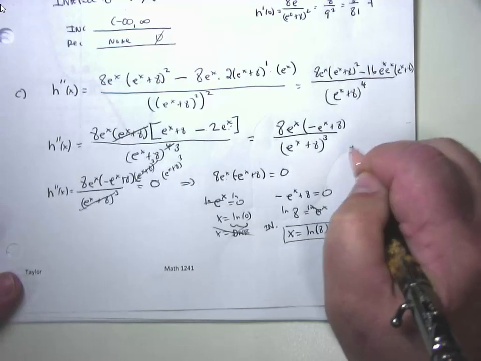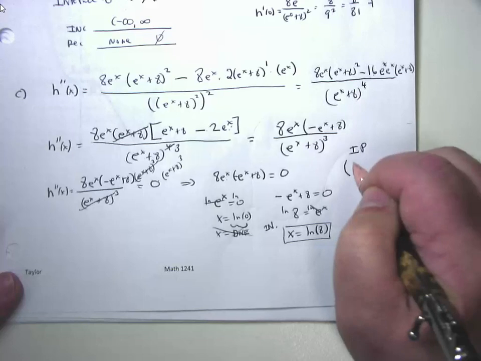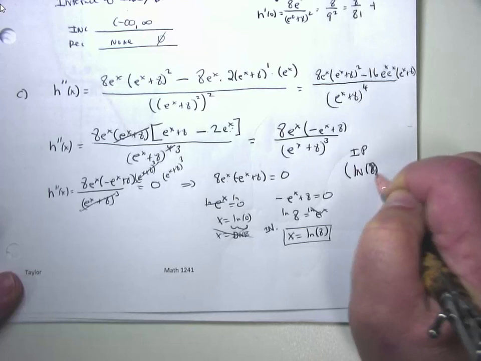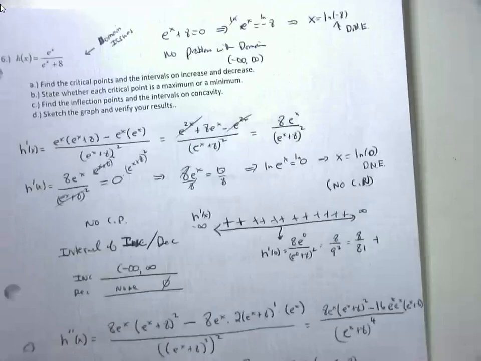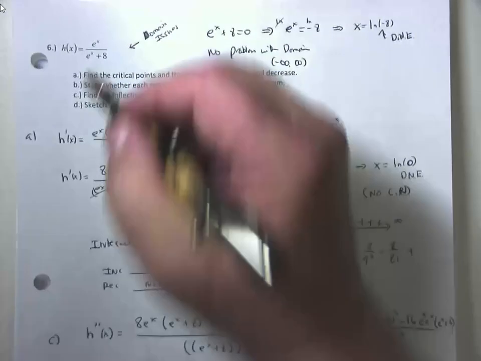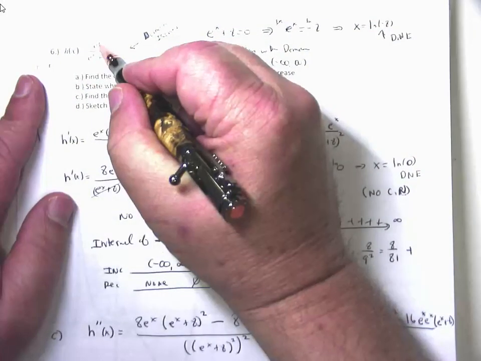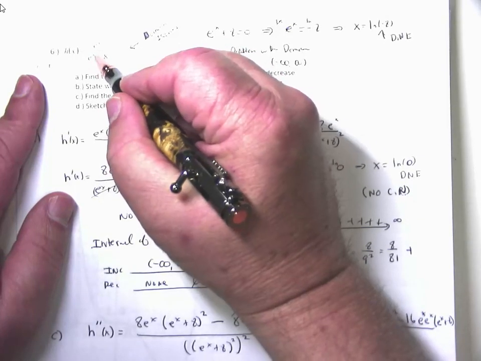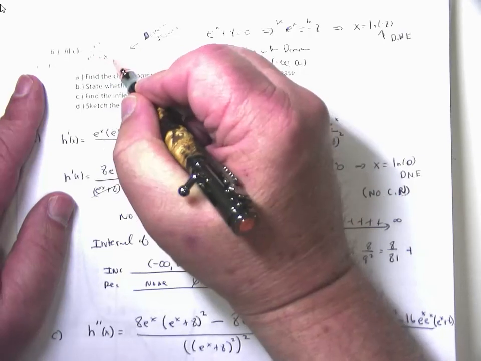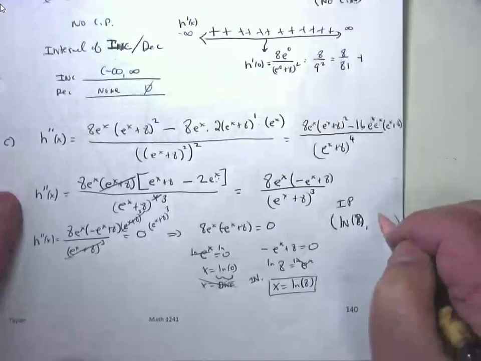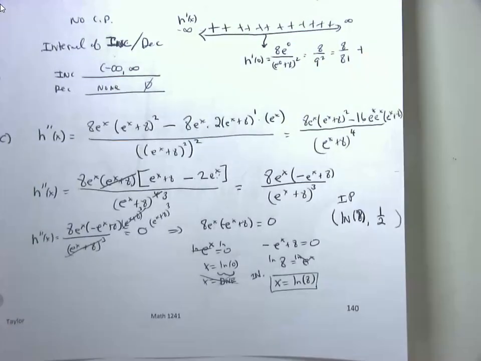So to get the inflection point, x is the natural log of 8. I'm going to plug it back into the original function. Now let's see if we can do some math in our head. E to the natural log of 8. E and natural logs do what to each other? They undo each other, so e to the natural log of 8 is 8. 8 plus 8 is 16. It's 8 over 16. What's 8 divided by 16? Yeah, it's a nice number. It's 1/2. You get natural log of 8 comma 1/2 as your inflection point.